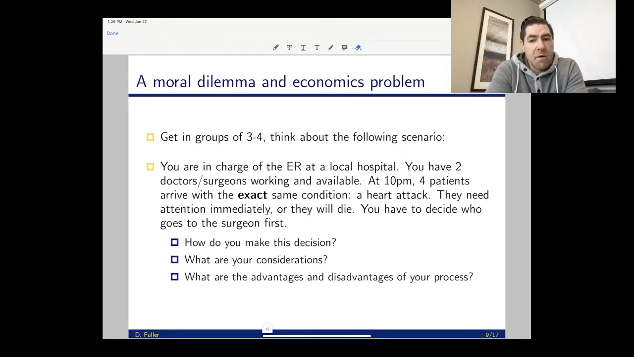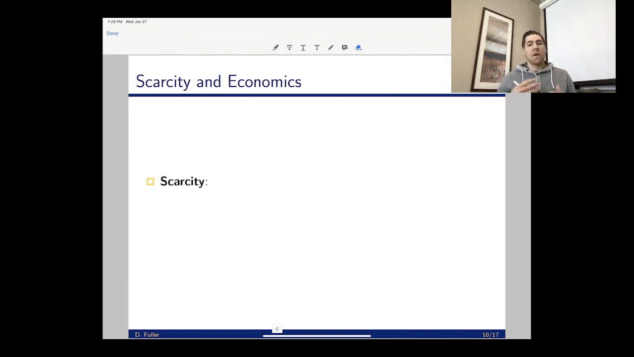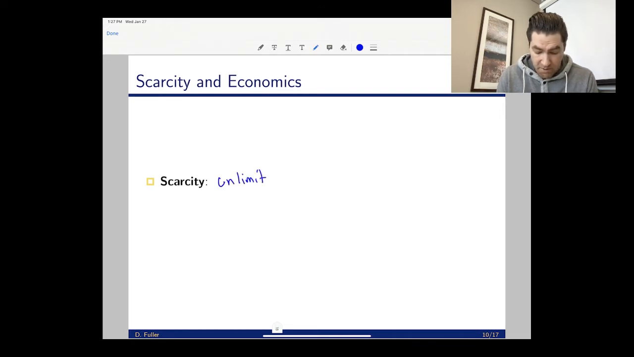So I want you to think about what are the trade-offs inherent in this decision and how would I go about making the decision? There's no right or wrong answer, but it's to get you to think about this fundamental issue in economics, which is that we don't typically have enough resources based on the needs for those resources, right? So this was a contrived example, but it hits at probably the most important idea in economics, which is scarcity. So what is scarcity? Well, scarcity is the idea that we have unlimited wants, but limited resources.